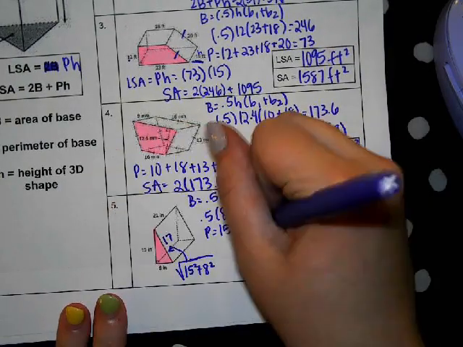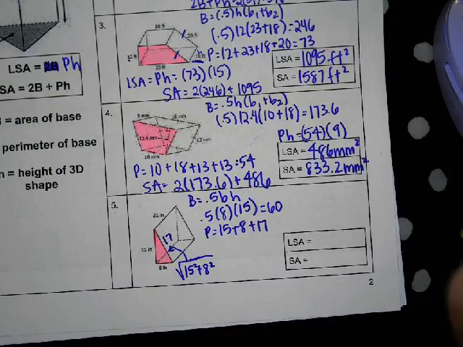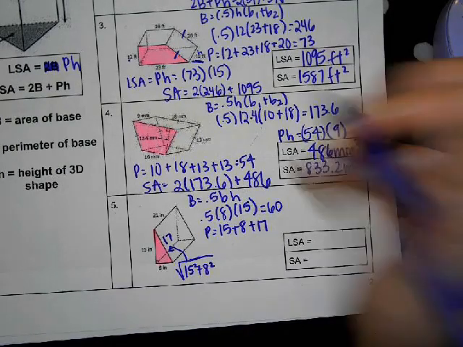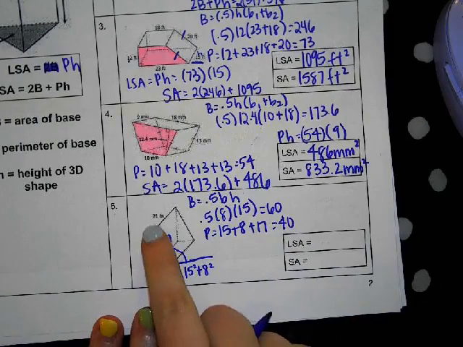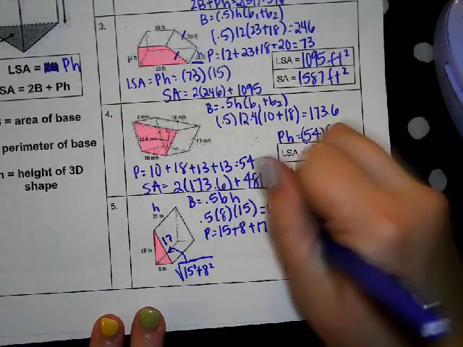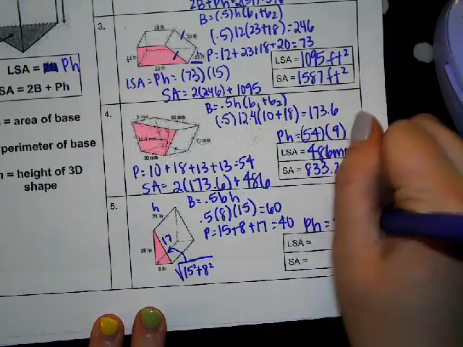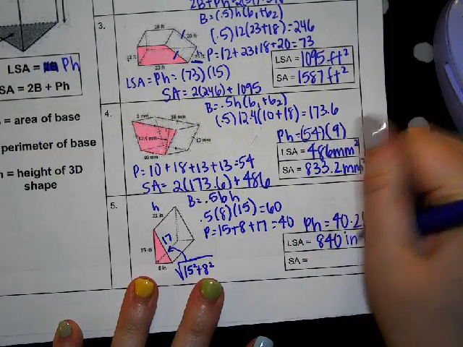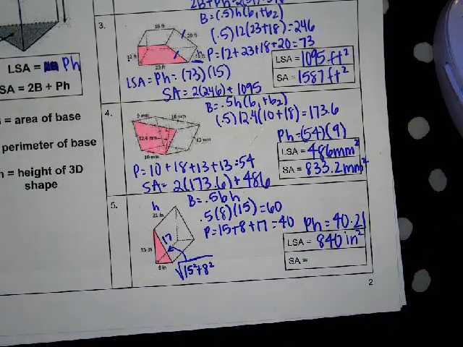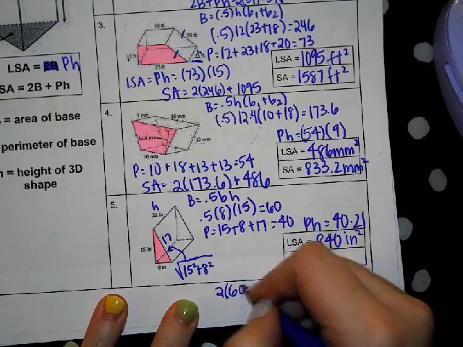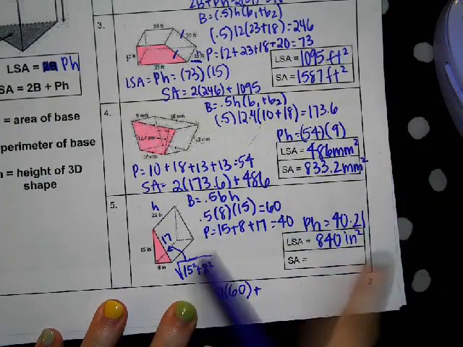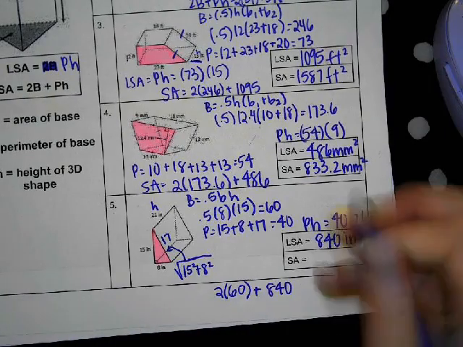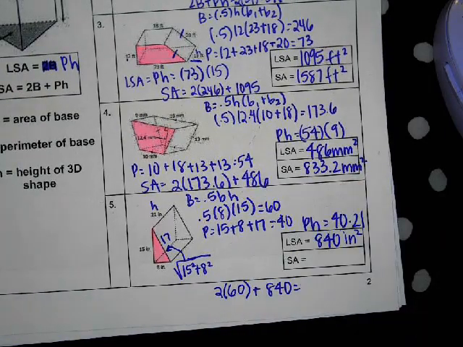Now to find the perimeter, I would add those 3 together, which gives me 40. My height is the piece that connects these two, that's 21. So I've got my perimeter times my height, or 40 times 21. That gives me 840 inches squared. Then to find my surface area, I'm going to do the same thing as I've done in all the rest of them. I'm going to take 2 times the base area plus the piece I just found. That should give me 960 inches squared.